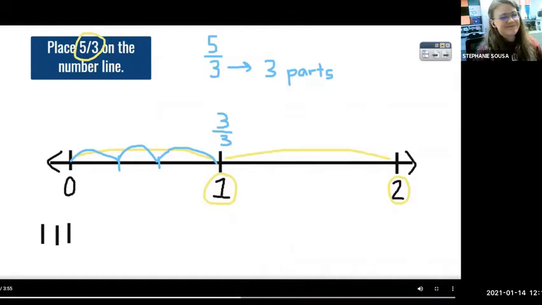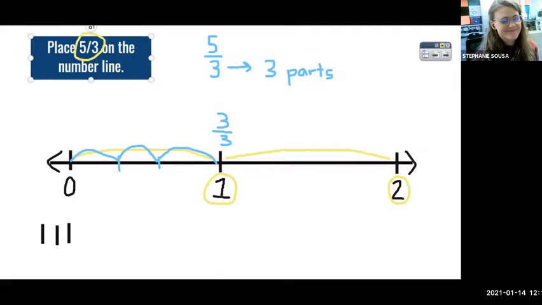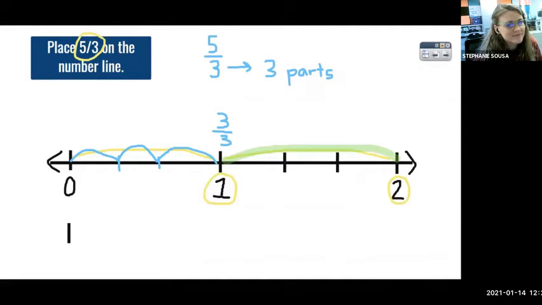Here we go. Our task asks us to put 5/3 on the number line. Right now, at the 1 mark, I'm at 3/1/3. Next, I can partition my second whole into 3 equal parts. I'm going to use the line tool to partition. I now have partitioned my whole into 3 equal parts.